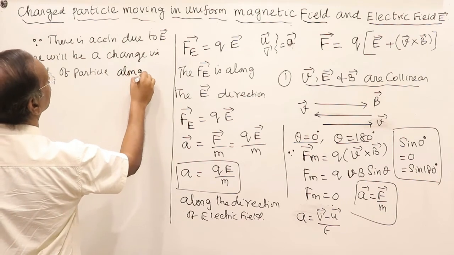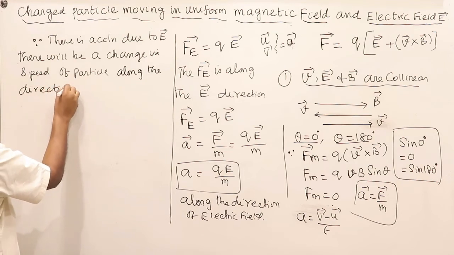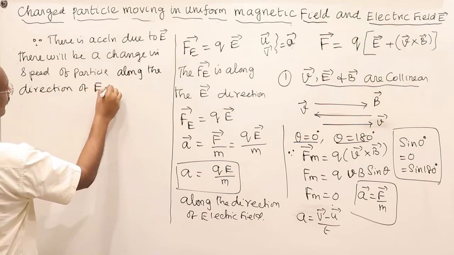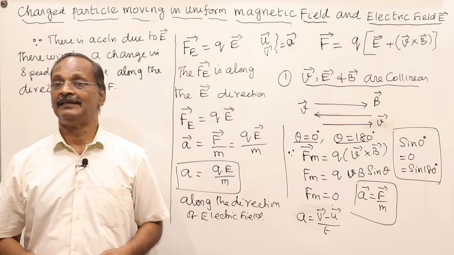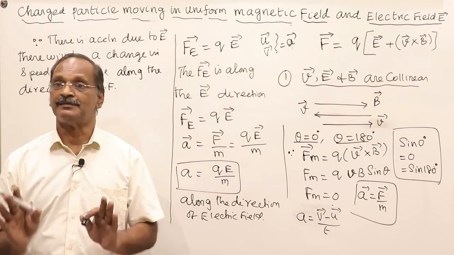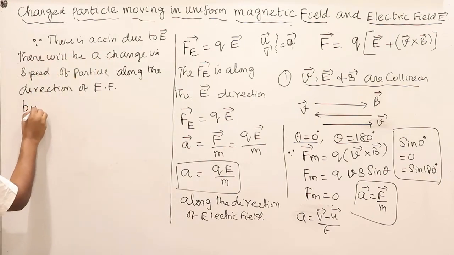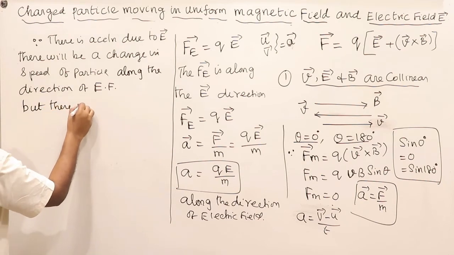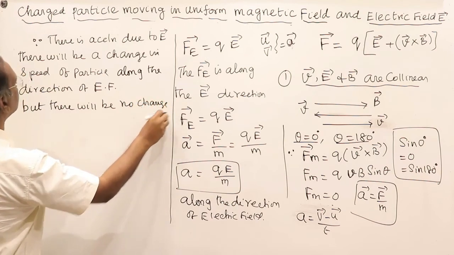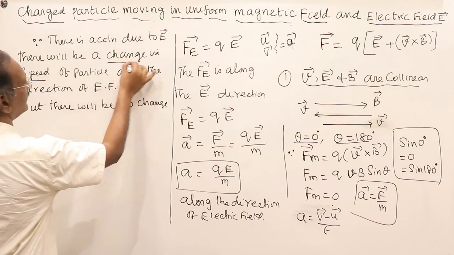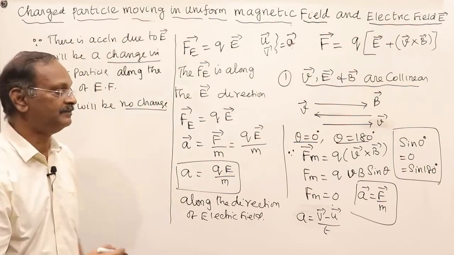along the direction of electric field. Speed will change, but what will not change? There will be no change in the direction of motion. See here, there will be a change in the speed, but there will be no change in the direction of motion.